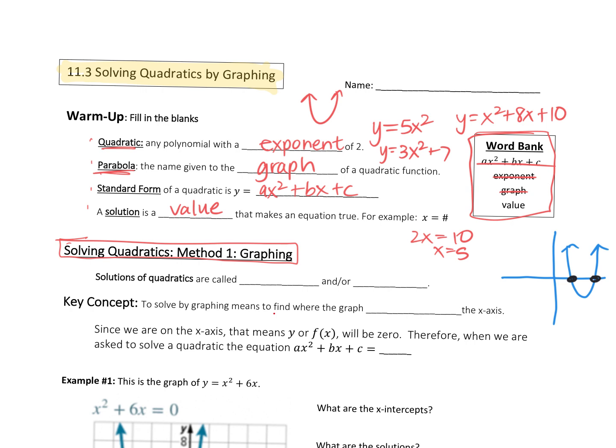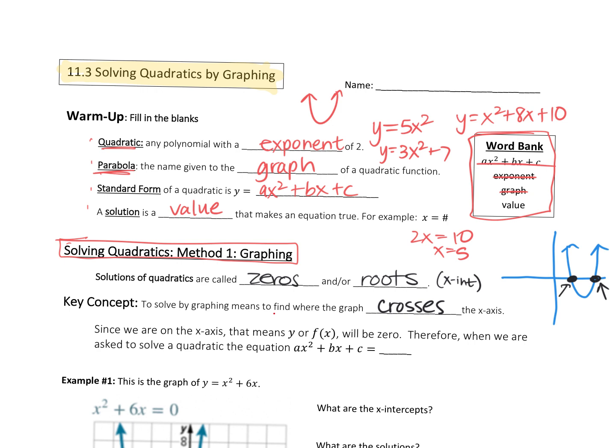They have a couple different names. One of them is called zeros. Now that kind of makes sense because think about this, it's when y equals 0. So those are called the zeros. Another name is the roots, however you want to say it. And then I'm even going to put in parentheses, if I'm looking at a graph, it's the x-intercepts. So to solve a quadratic by graphing means to find where the graph crosses the x-axis.